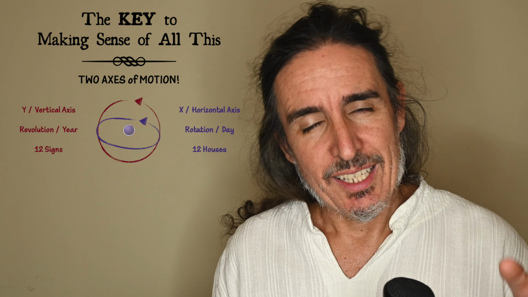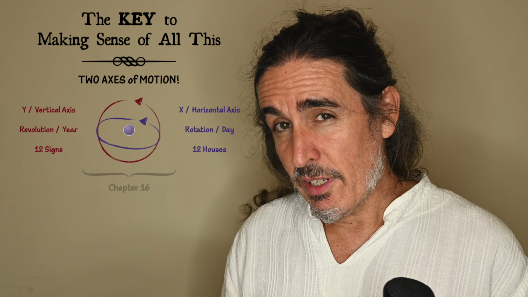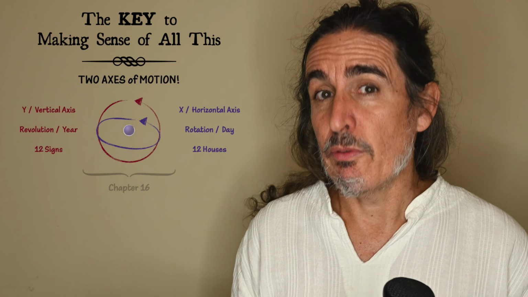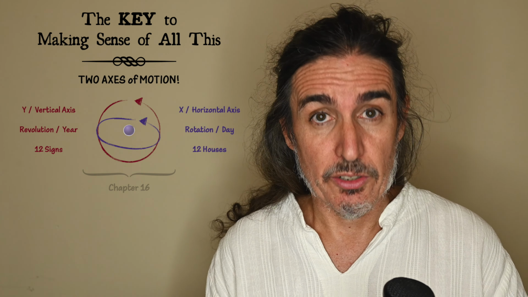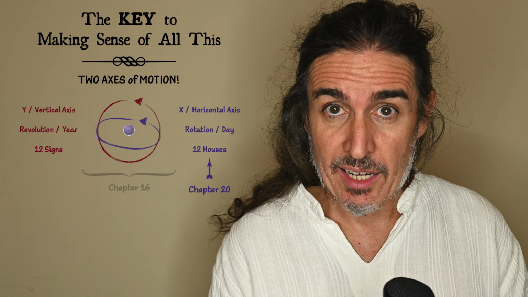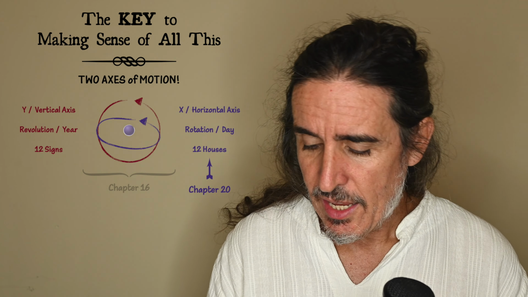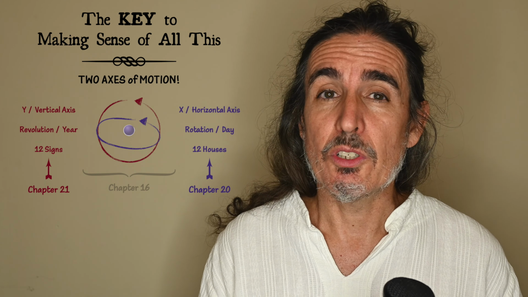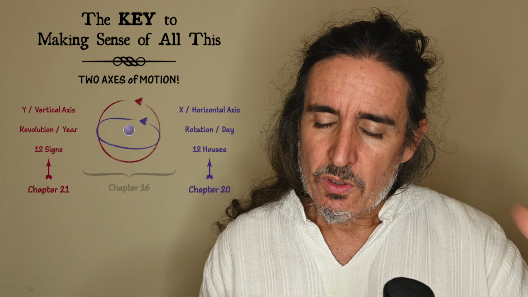In the Shrimad Bhagavatam, chapter 16 gave us the fundamentals that we need to be able to understand both of these axes, but it didn't really explain either of them in full detail. It mostly concentrated on explaining the Earth. So now in chapter 20, we get a lot of detail about the x-axis, which creates the 12 houses. And in chapter 21, we'll get a lot of detail about the y-axis, the vertical axis, which creates the 12 signs.